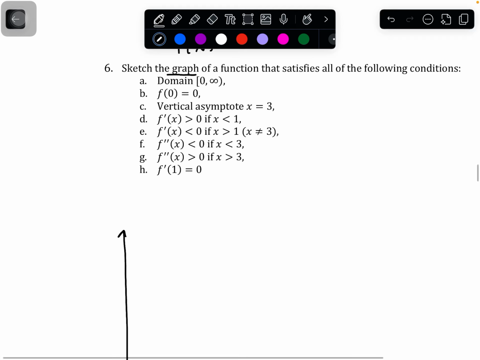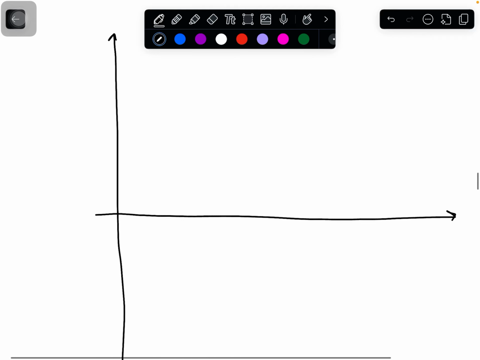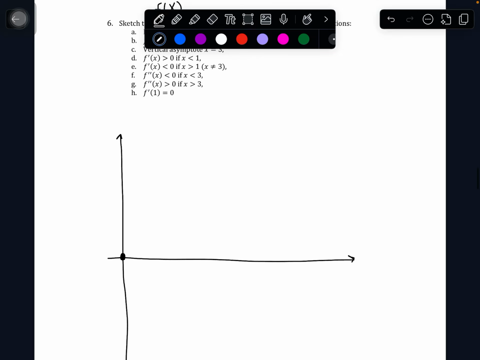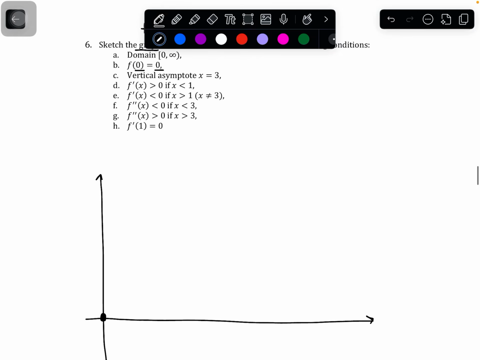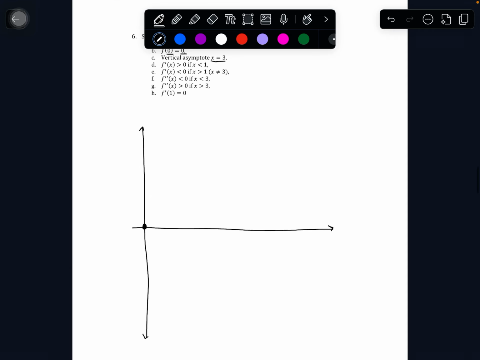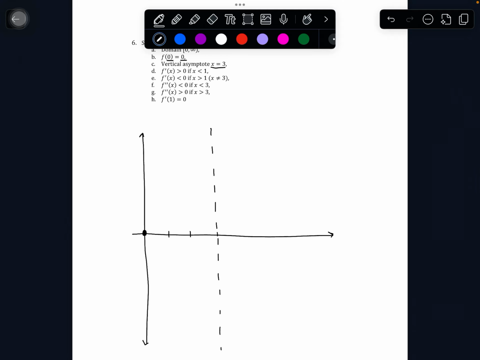And we're also given a point, 0, 0. So we might as well plot that so we have a reference point. We also know that we have a vertical asymptote at x equals 3. So let's draw that in too. So we'll have something like this at x equals 3.